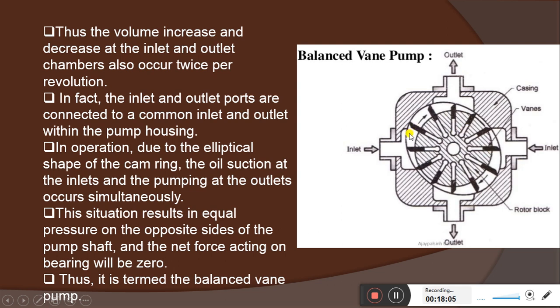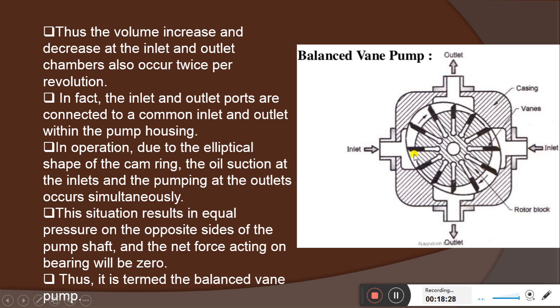Okay, what happens in one revolution of this rotor block? At this portion, the volume increases. Similarly, here also the volume increases at this portion. Because of that volume increase, a vacuum is created at both ends. Here we will find the vacuum, and here also we will find the vacuum.